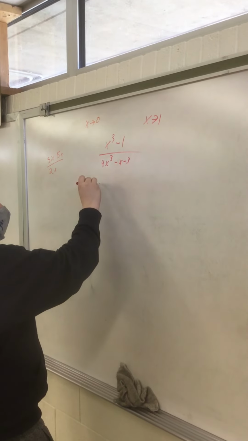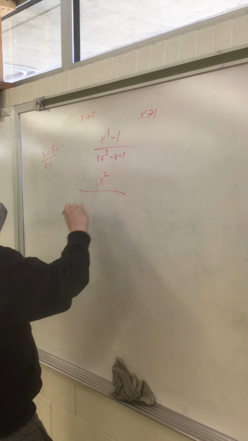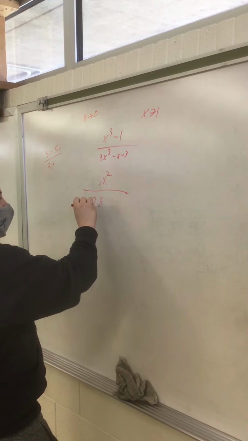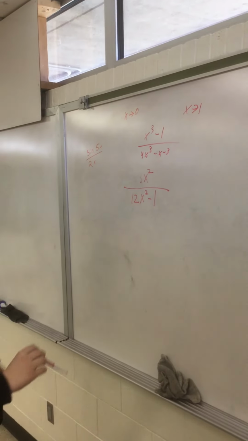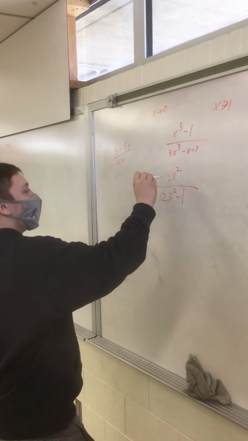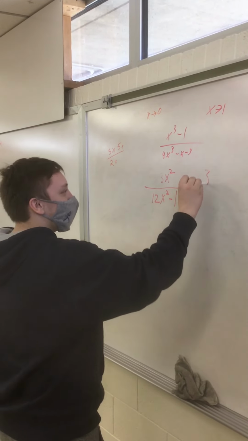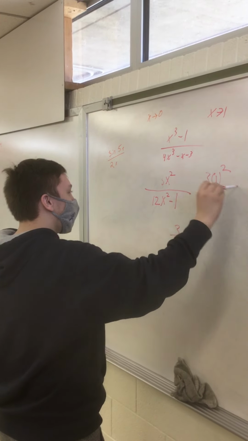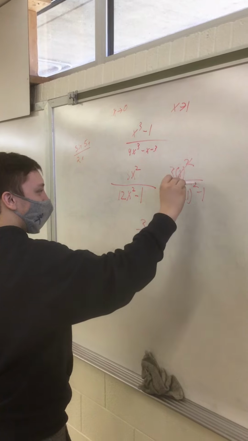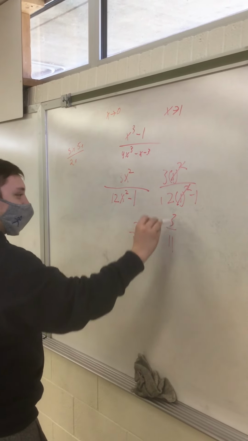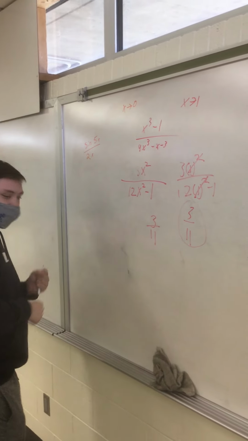So with this, we can go 3x squared over 12x squared minus 1. Can we plug it in? Well, I think so. That just gives us 3 11ths because 3 is 1 squared over 12, 1 squared minus 1. That doesn't matter. 3 11ths. And that's what we would have got if we took a long time to do that.